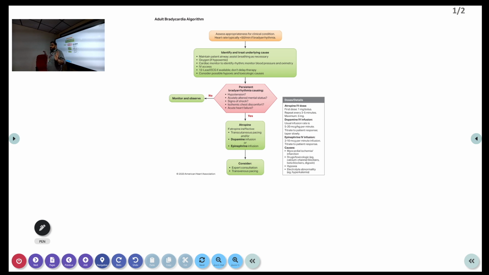What you have to see is, if the patient has symptoms or any signs of hypotension, reduced organ perfusion, then you have to give atropine. If the patient doesn't have any of these things, just observe and monitor the patient. So anytime the heart rate drops further, you reassess the patient. Reassess whether there is any hypotension, whether there is any other issue. Then if there is, you go with this algorithm. Clear? Okay, thank you.